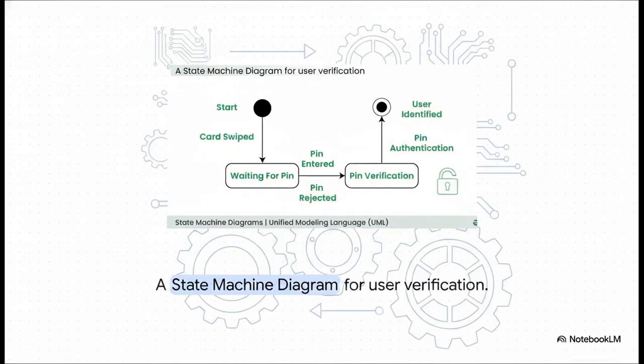To really see this in action, just look at a behavioral state machine diagram mapping out user verification at an ATM. The logic flows flawlessly, step by step. A card is swiped, the system waits for a PIN, the PIN is entered, and finally authentication occurs. It's just an incredibly clear visualization that leaves absolutely zero room for developer misinterpretation. You literally can't get it wrong.